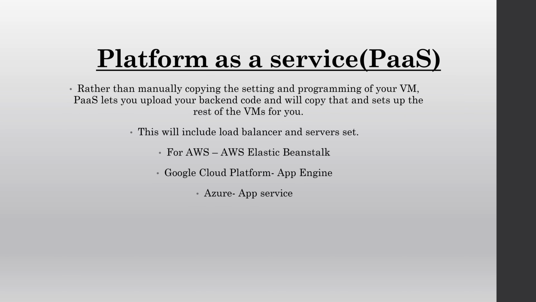This is where a company lets you upload the backend that you had written for one virtual machine, and then they will copy all that for you and set it up for you, so that if you need two of them, they will make two of them, of course at a cost. For AWS, you'll get AWS Elastic Beanstalk. Google Cloud Platform, you'll get App Engine, and Azure, you'll get the App Service. So they make work easier for you, so that rather than stressing about so many things, they specialize in one thing for you.